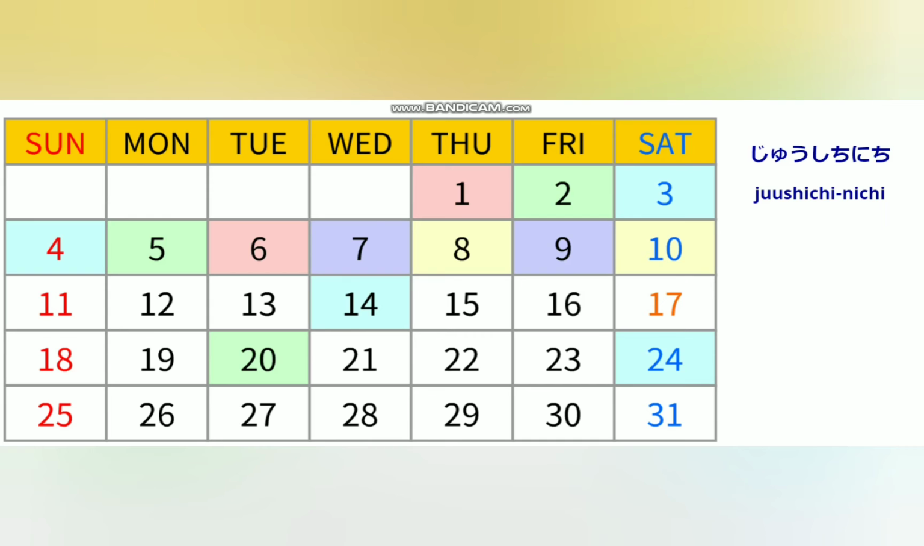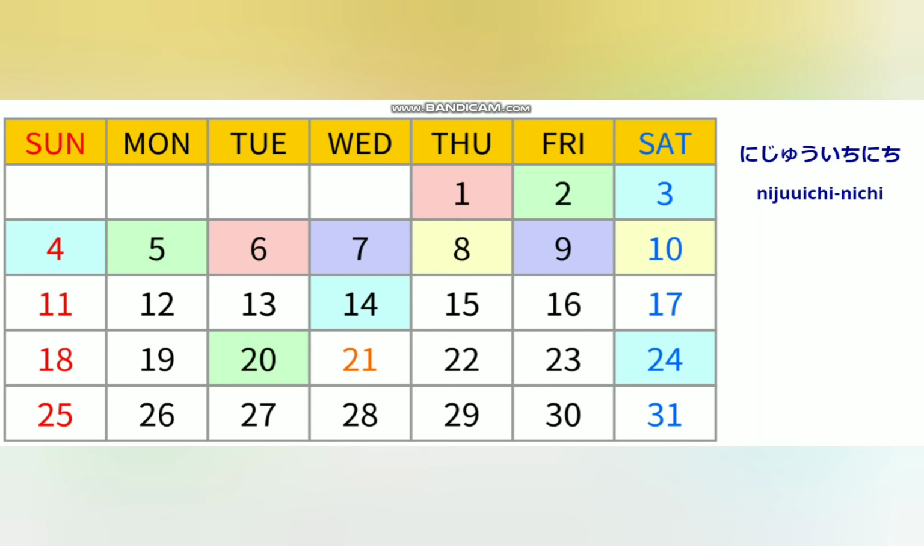17日, 17. Now 18, 18日. Again, 18日 for 18. Now 19, 19日. Again, 19日. Now 20. This is another irregular. Listen. 20日, not the regular form, but the irregular hatsuka. Again, 20日 for 20.